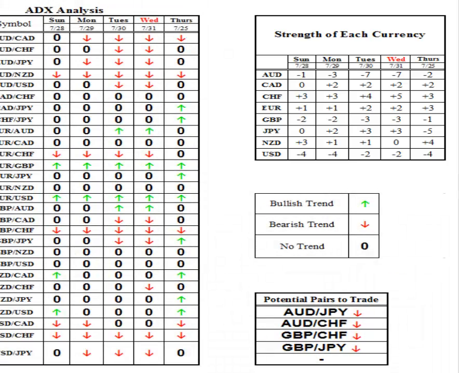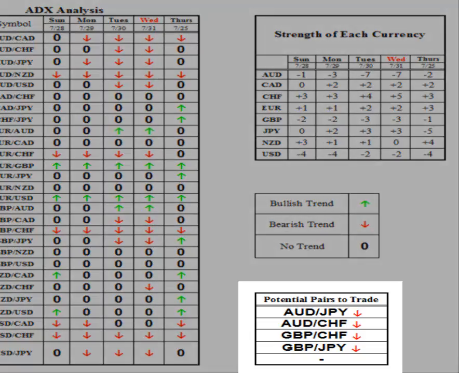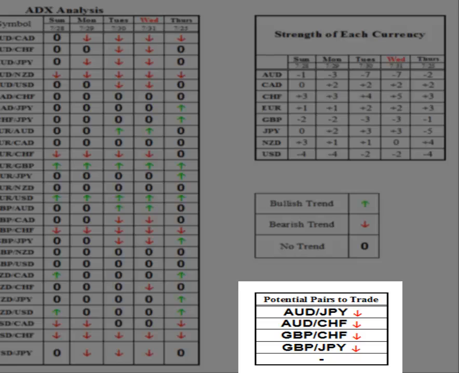Today we had 2 strong currencies and 2 weak currencies. This gives us 4 potential pairs to trade: the Aussie dollar yen, the Aussie dollar Swiss franc, the pound Swiss franc, and the pound yen.